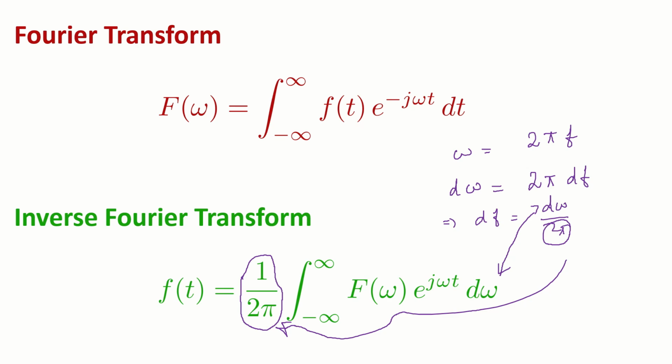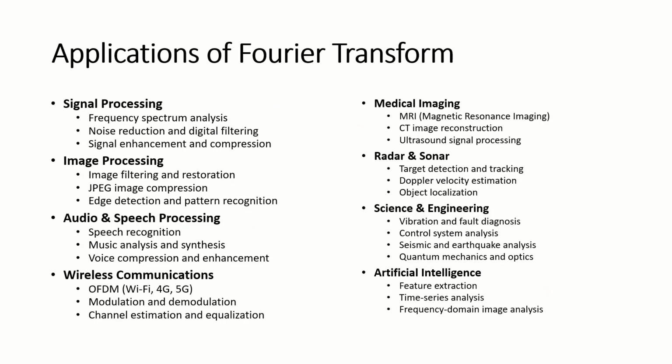The Fourier transform is one of the most versatile mathematical tools in engineering and science. It allows us to analyze signals in the frequency domain, making it possible to remove noise, compress data, detect patterns, reconstruct medical images, enable modern wireless communication systems such as Wi-Fi and 5G, process radar signals, and extract features for machine learning and artificial intelligence.